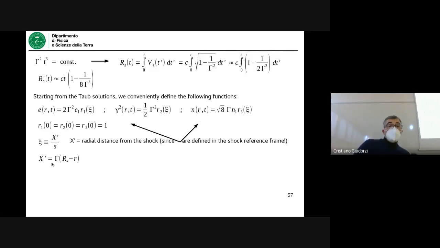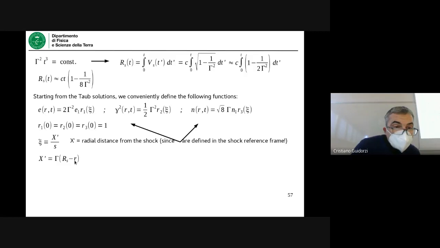And indeed, the same distance, the distance which corresponds to x prime in the lab frame, is Rs minus R, where R here is the distance in the lab frame of the generic point from the site of the explosion. So this guy is Rs, the radius of the shock in the lab frame, minus R, just to account for the fact that the distance is measured from the shock. This Lorentz factor means that you are moving from the comoving frame, and the comoving distance is shrunk by a factor of gamma, Lorentz contraction.